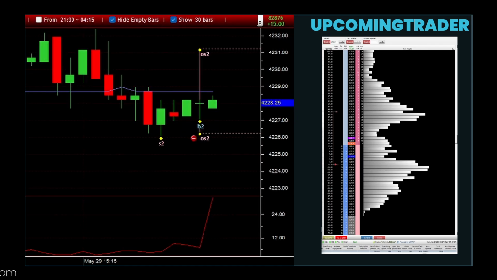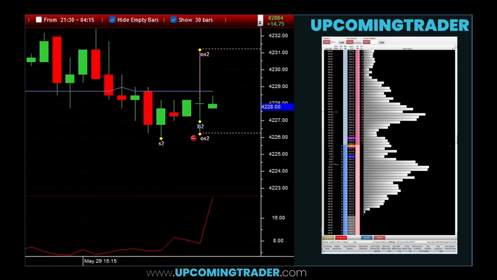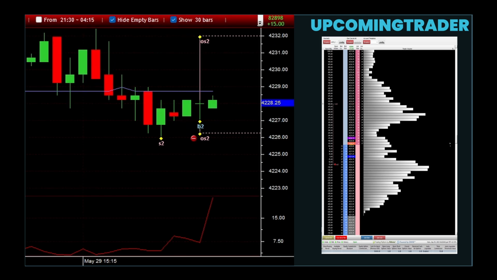A third mistake is not paying attention to what is going on in the broader market. If the market is very volatile, a crossover might not be as reliable. Make sure to look at the bigger picture before you make decisions based on the moving average.